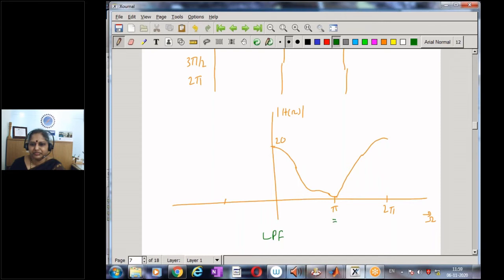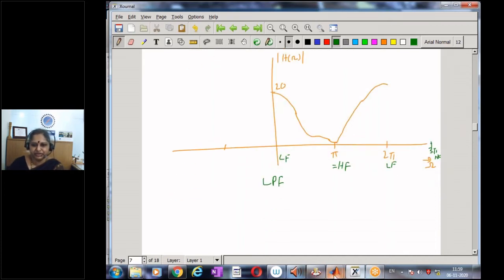See, pi represents a high frequency, not infinity. I will say it represents the high frequency, and around 0 we have the low frequency. And whatever happens at 0 will also happen at 2 pi. So this also corresponds to a low frequency. And similarly, 3 pi will correspond to a high frequency component. So from the frequency response, we are able to classify the system as a low pass filter.